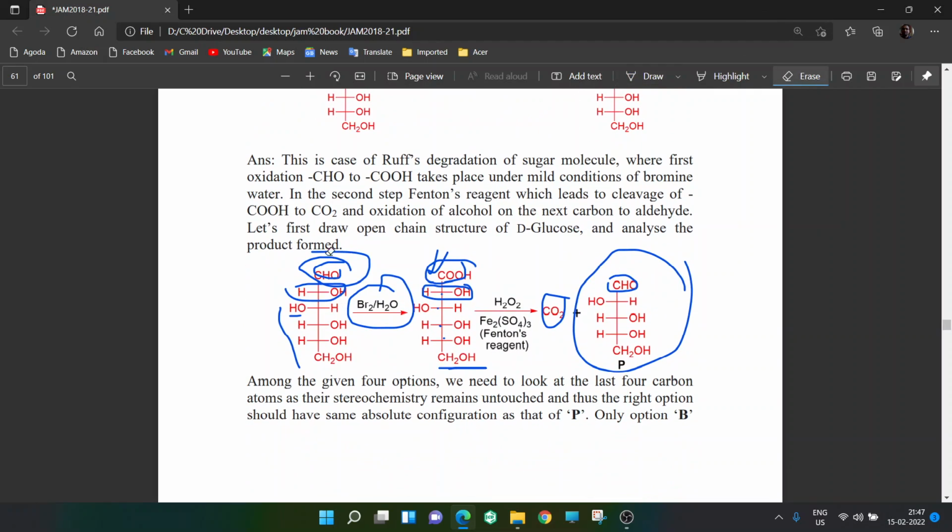So for glucose, let me give you a little reminder. You start with CHO, the first OH is on the right side, then left, then right, then CH2OH. Okay. So this you have to remember.